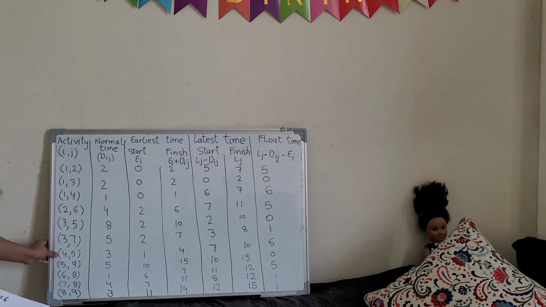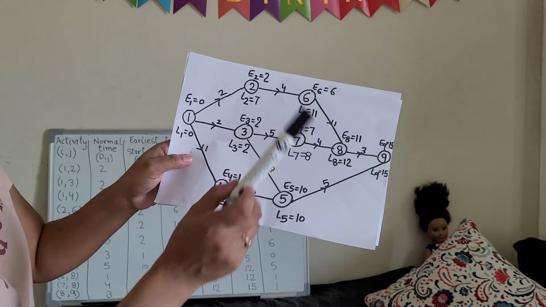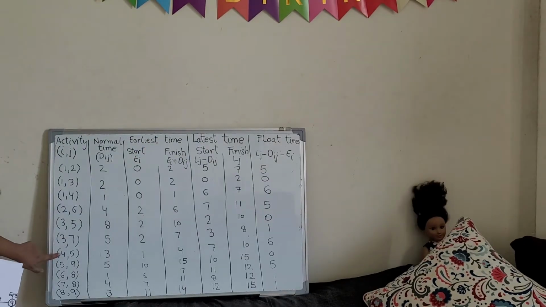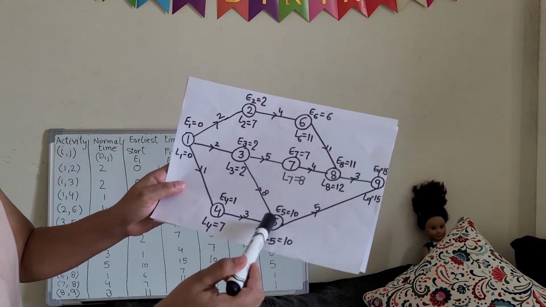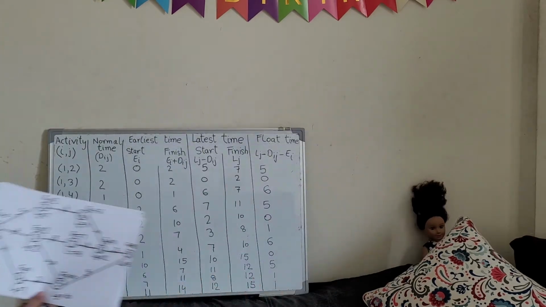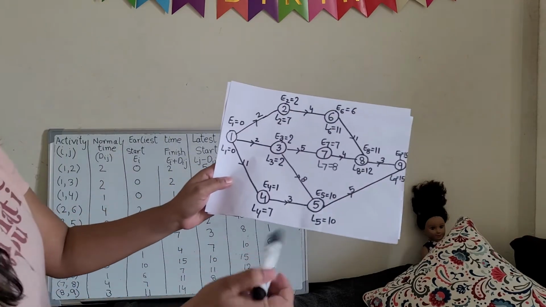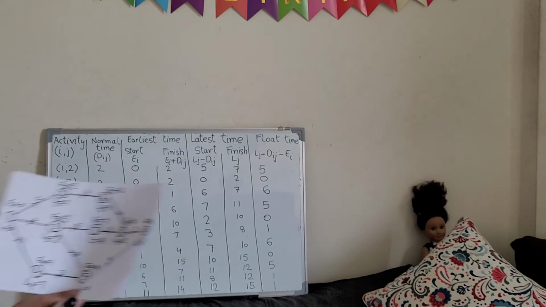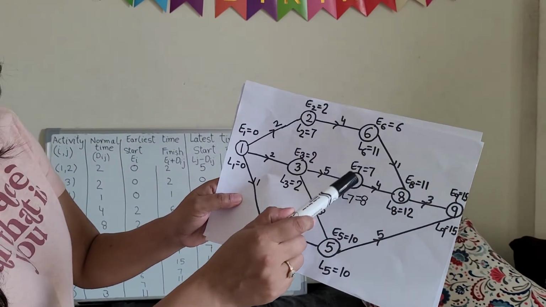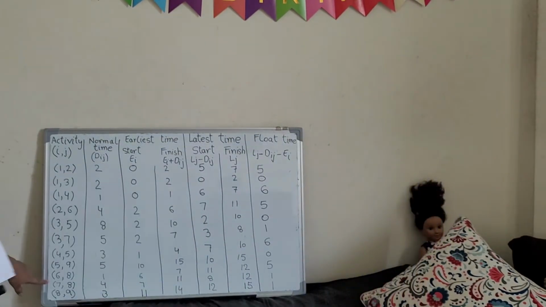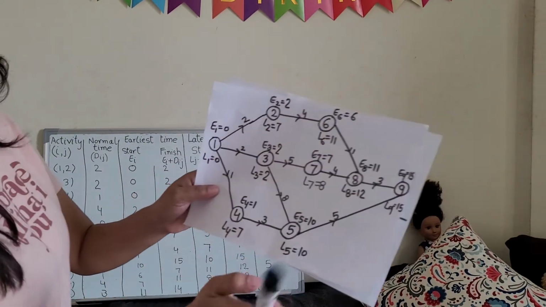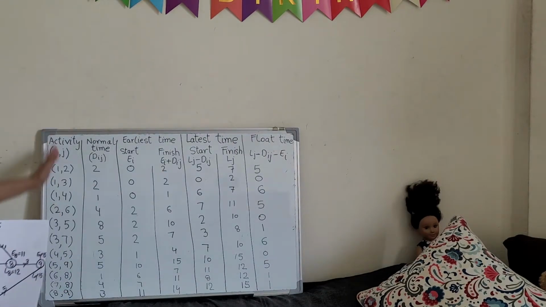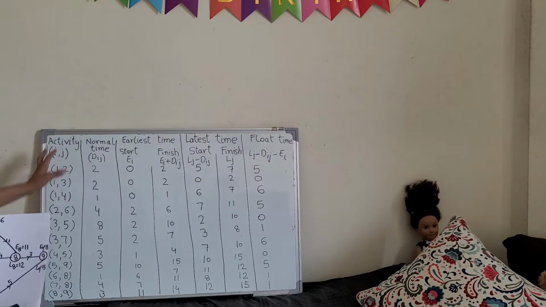Now come to 4. 4 activity is 4 to 5. So we have done here 4 to 5. Next 5, 5 to 9. Next on 6, 6 to 8. So we mentioned 6 to 8. After 6 we will come on 7. 7 to 8. So we mentioned here 7 to 8. Next last activity is 8 to 9. So we mentioned here 8 to 9. So by this way we will fill this column.